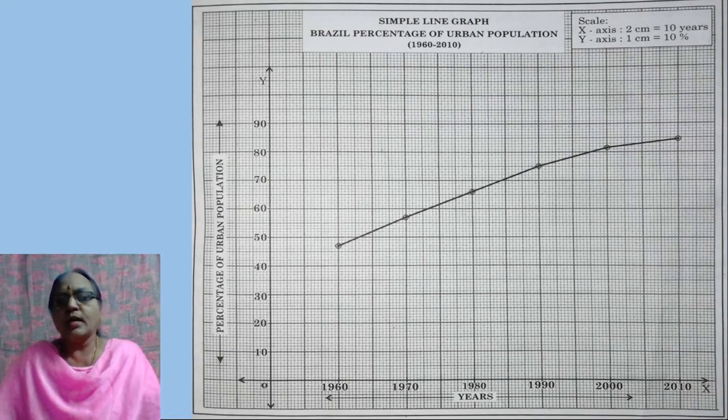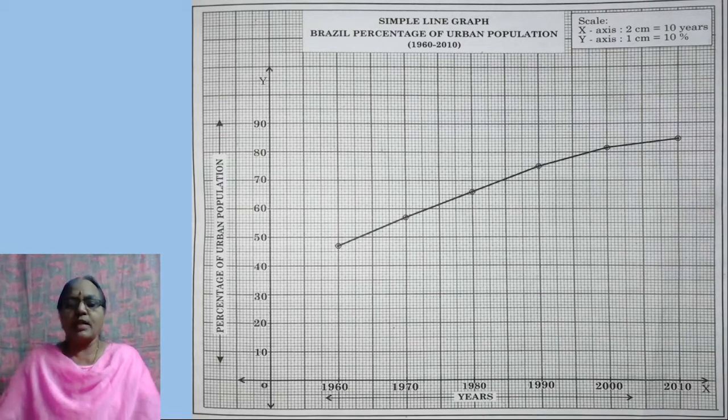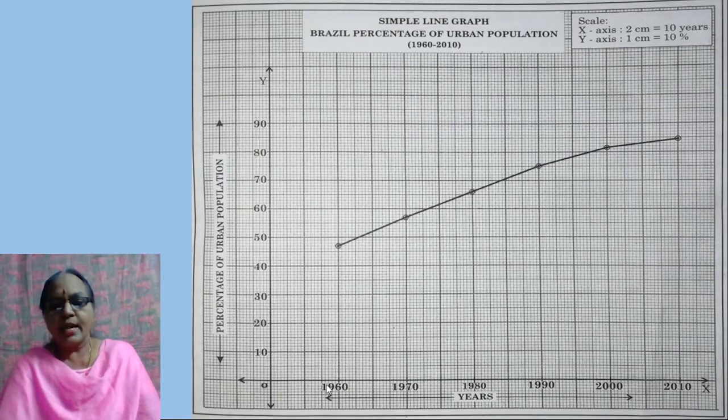Now, this is a line graph. This graph shows you the percentage of urban population in Brazil. If you look at this graph, you'll find on the x-axis years are given, and on the y-axis the percentage of urban population is given. On the x-axis every 2 centimeters is equal to 10 years, and on the y-axis 1 centimeter is equal to 10%.